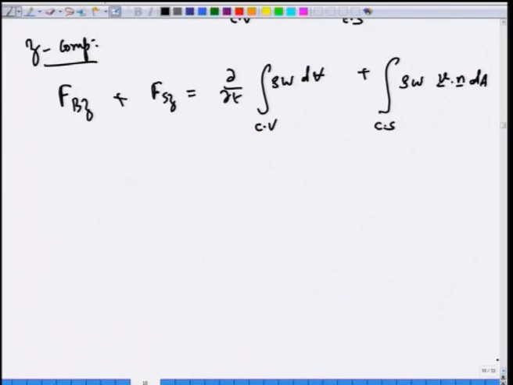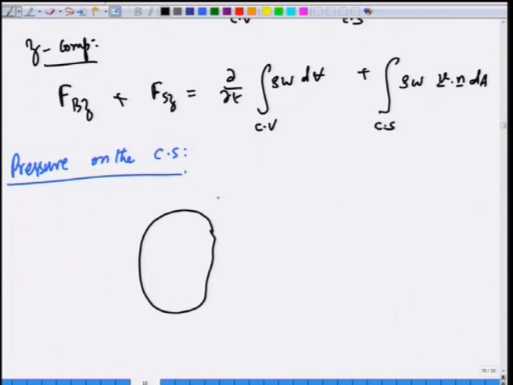Now another thing is to notice the role of pressure on the control surface. Okay. Suppose you have a CV like this, and the unit outward normal is like this, the pressure is in the direction of minus unit outward normal. Now, F pressure is integral of P times minus n dA.